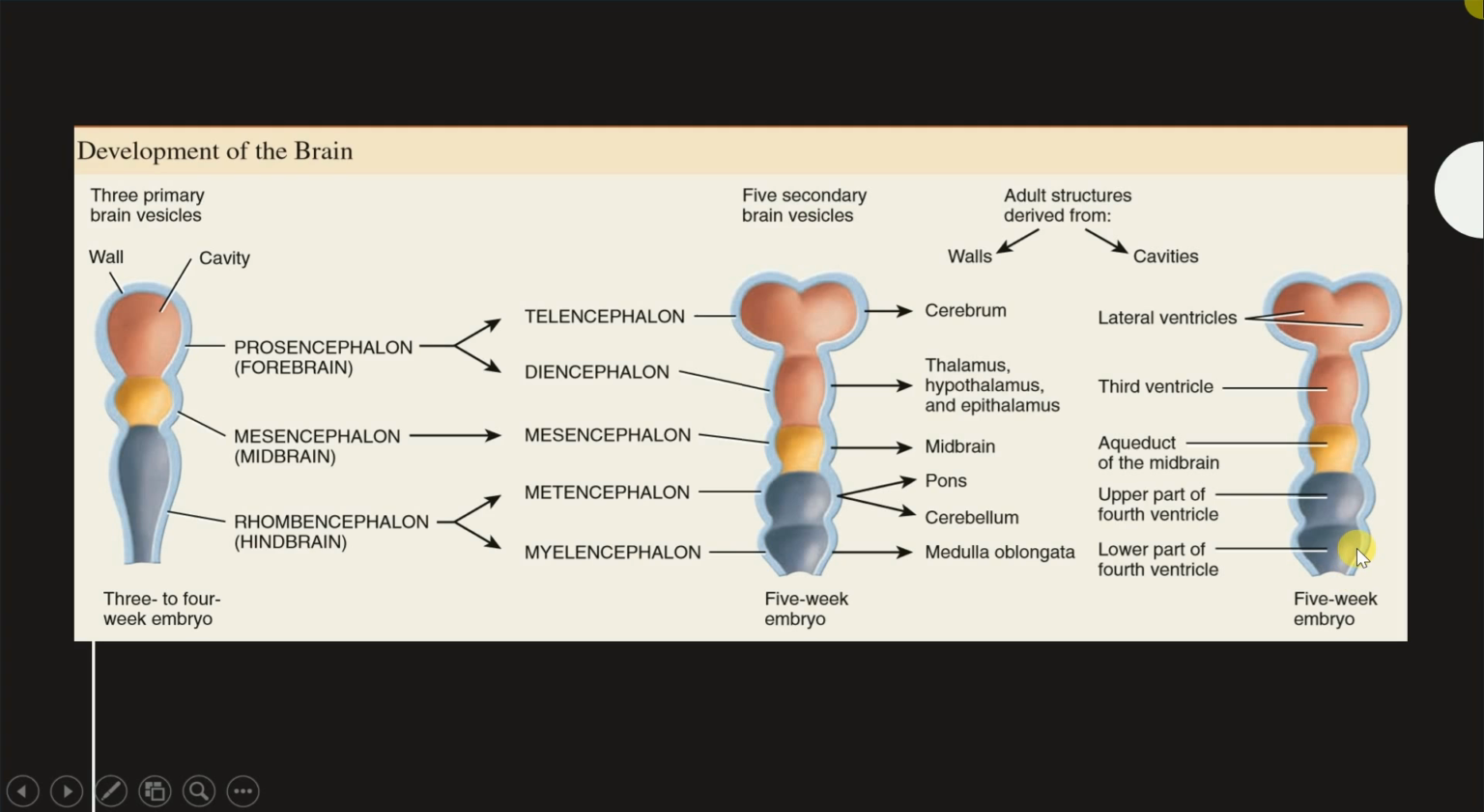Now, there is one more thing to remember, that all of these ventricles are actually connected with each other because they are a part of one single tube. It's just the tube which has undergone modifications in order to form the entire brain that we see.